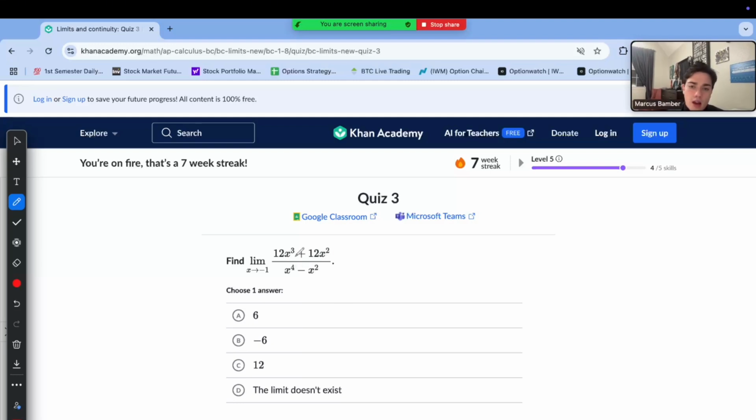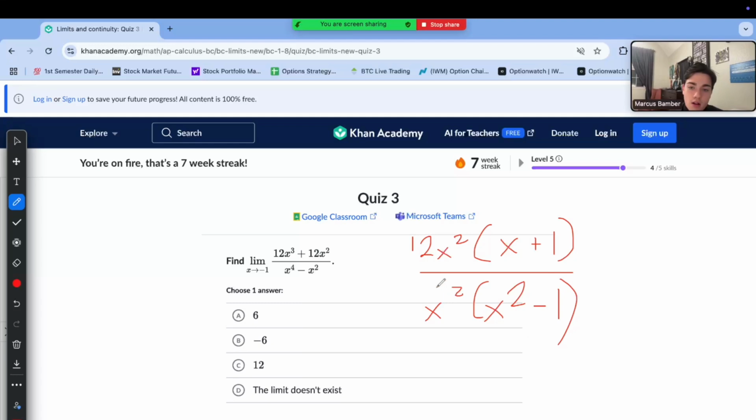So notice we can take the greatest common factor of our numerator as 12x squared. So we're going to factor out 12x squared from each of the terms, and we are just left with simply x plus 1. Then in our denominator, we're going to factor out x squared from each of the terms, and we are simply left with x squared minus 1. Now from here, we can cancel out these two to make it a simpler equation, but we still need to eliminate the discontinuity.